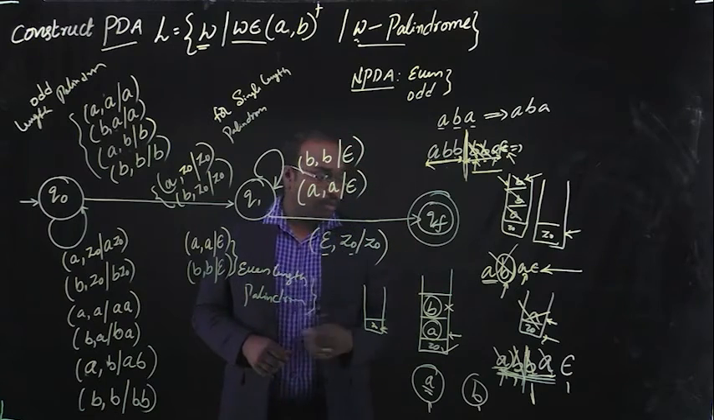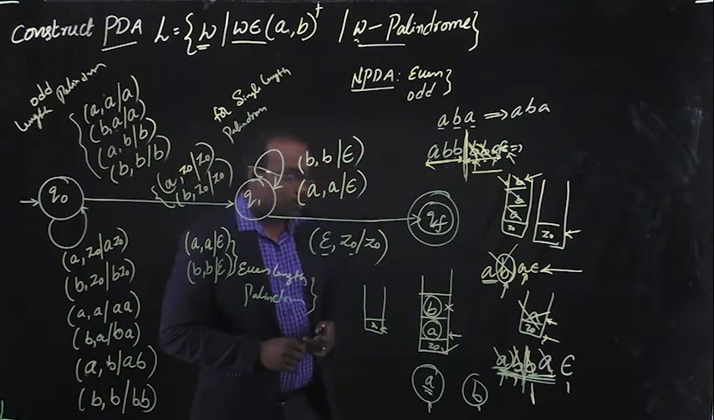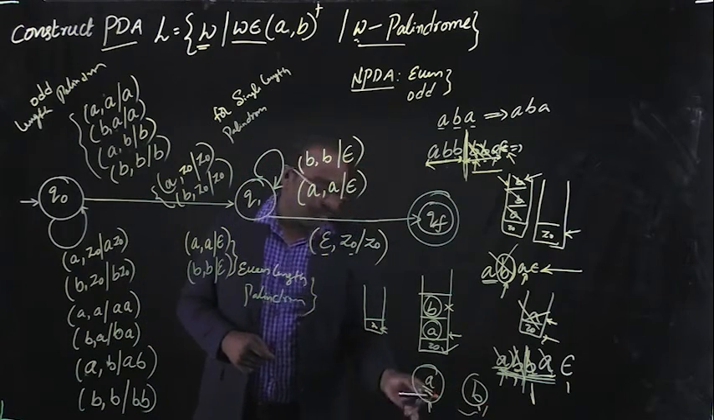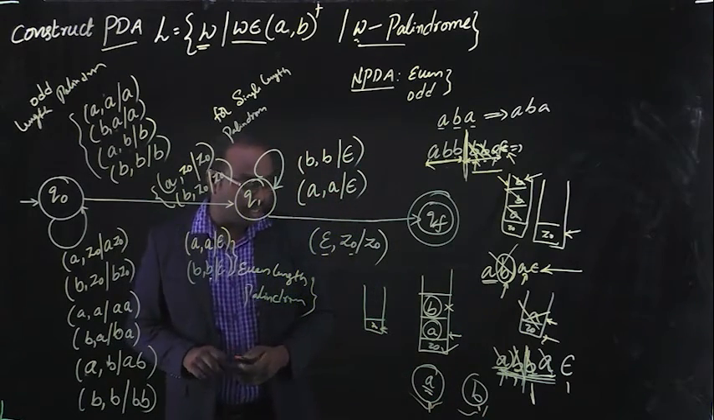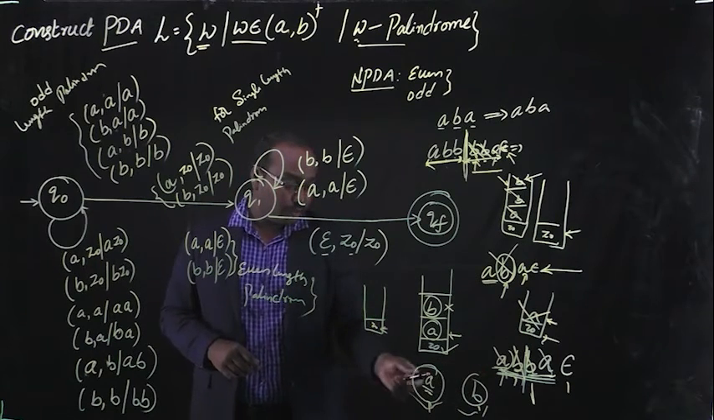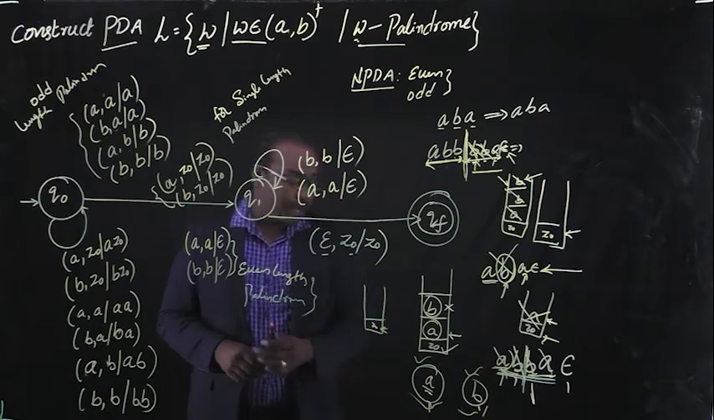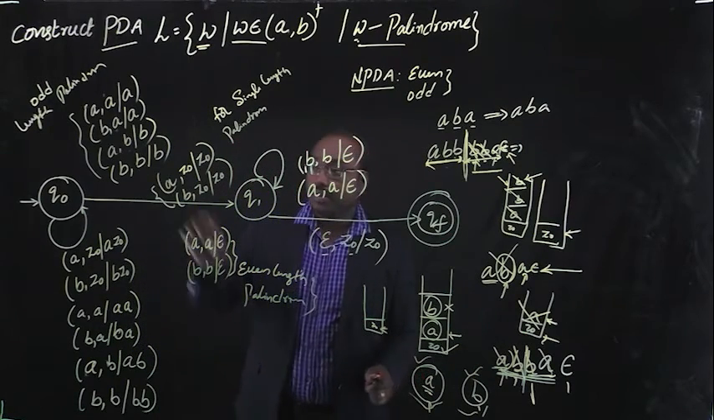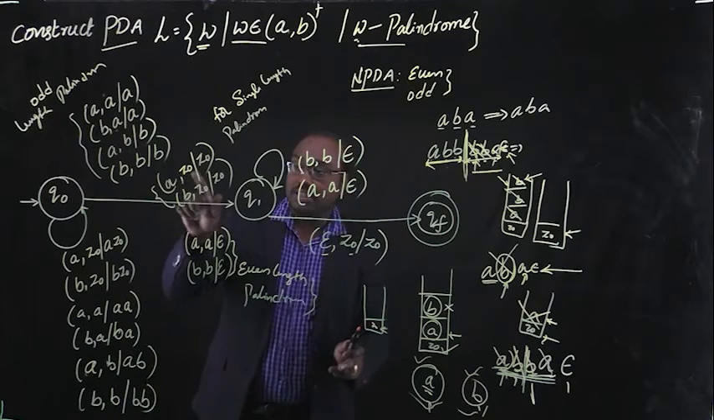And one more case: single length palindromes. Here we are reading only a single symbol, like A or B. A and B are also palindromes, one length palindrome strings. So here we are accepting A, with A as the input symbol and the top of the stack being Z0.